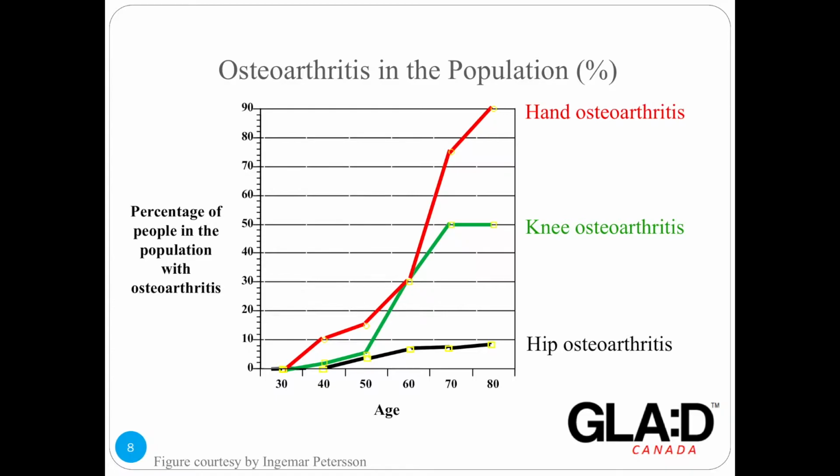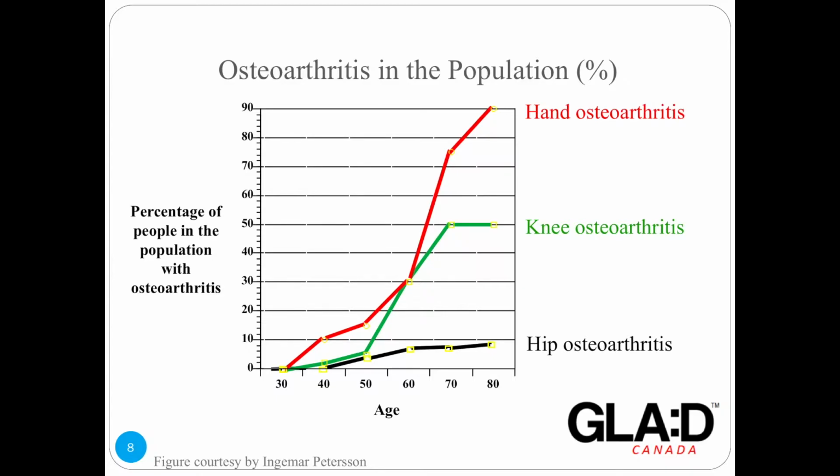Although we are here to talk about knee and hip osteoarthritis, we do see that hand osteoarthritis is quite significant on this diagram. We see quite a sharp increase of hand osteoarthritis around the age of 60. So we will address it briefly in this presentation, but the GLAD Canada program is specifically for exercises and assistance with knee and hip osteoarthritis.